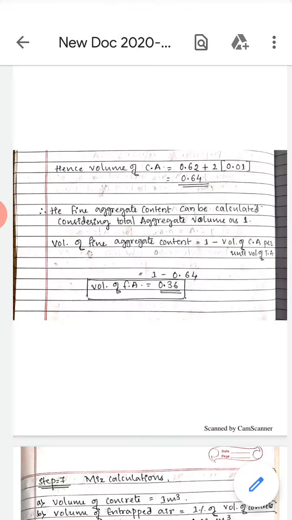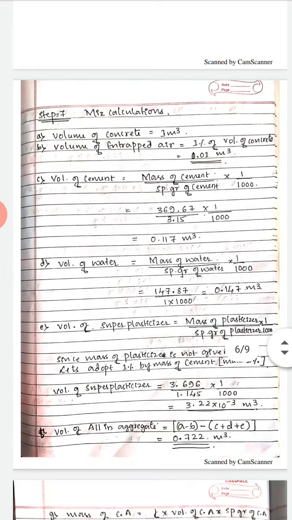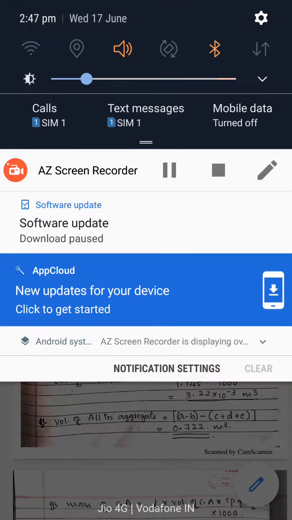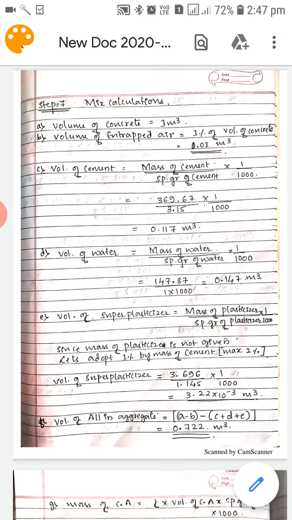Okay, next step is the concrete mix calculations. Mix calculations are always for 1 meter cube of the concrete. The volume of entrapped air is 1% of the volume of the concrete, that is 0.01 meter cube. Next, we will be calculating the volume of each ingredient, so that finally we can calculate the mass of the coarse aggregate and the mass of the fine aggregate.